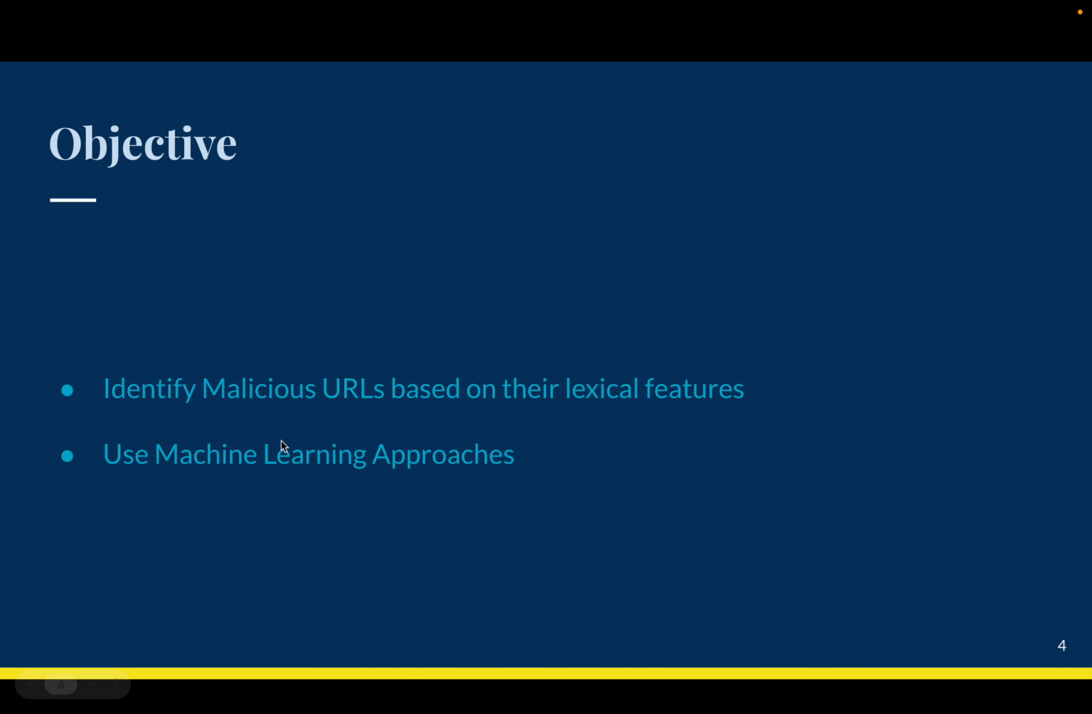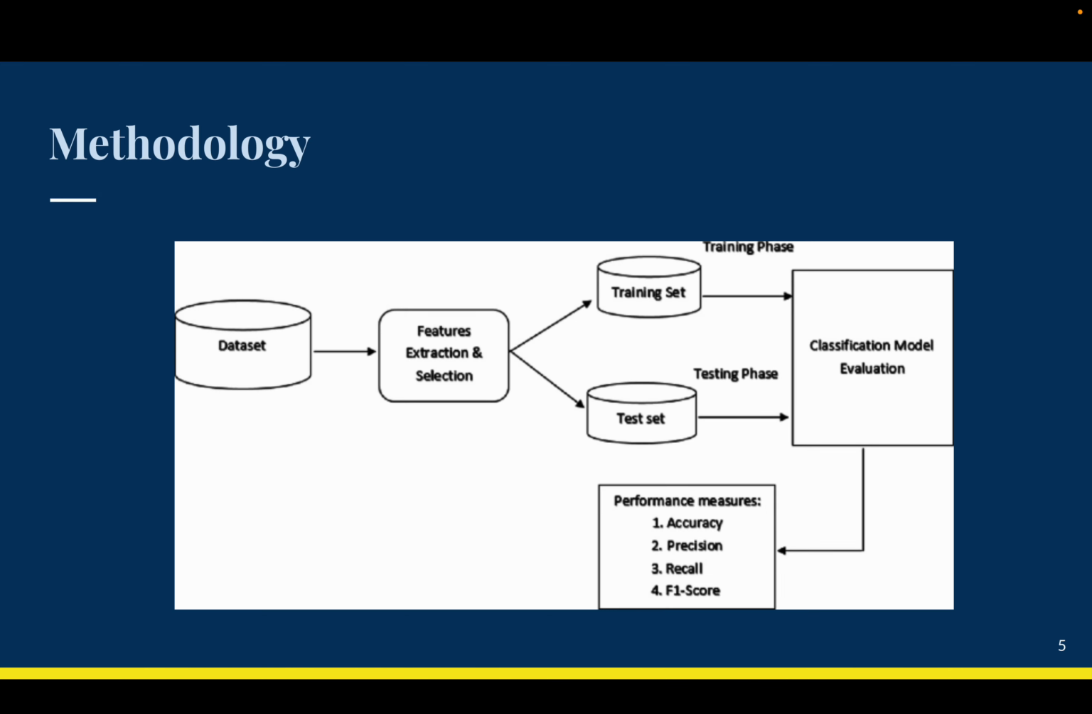Machine learning is used for identifying malicious URLs based on lexical features because it can quickly analyze large amounts of data and learn complex patterns that are difficult for humans to identify. This approach is particularly useful for detecting new and emerging threats, where traditional signature-based detection methods may not be effective. By using machine learning to analyze lexical features, security professionals can quickly identify and block malicious URLs and prevent cyber attacks. So let's move on to the methodology.